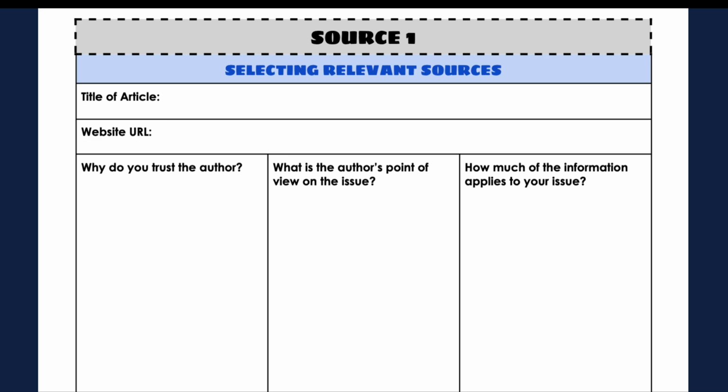And then the third one, how much of the information applies to your issue? You might find a great source that really only has 1 or 2 paragraphs related specifically to your issue. And that's fine. That's still a very usable source. Maybe you find an article and the entire thing relates very well to the issue that you've chosen. So for that question, just explain how much of that article relates to your issue.